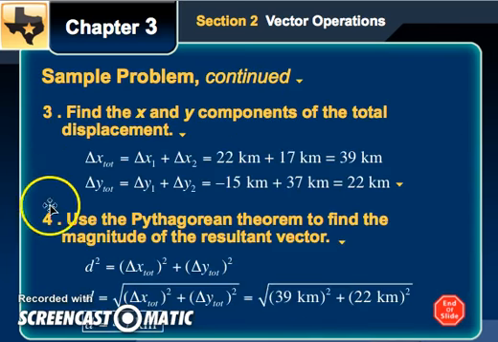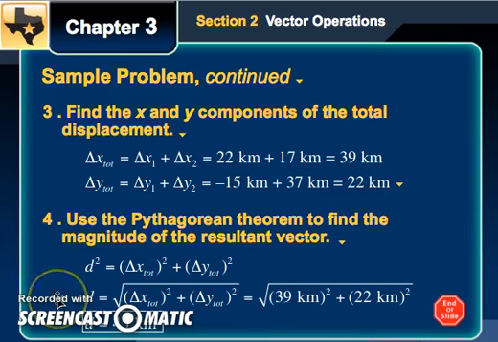Okay, to continue working this out. To find the x and y components of the total displacement, you are going to add together all of the x's. So we have 22 plus 17 kilometers to give us 39 kilometers. And you're going to add the total y's. You're going to take -15 kilometers plus 37 kilometers to give us 22 kilometers.